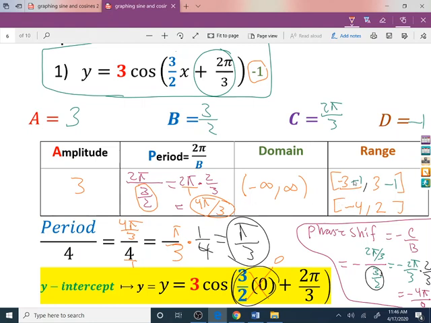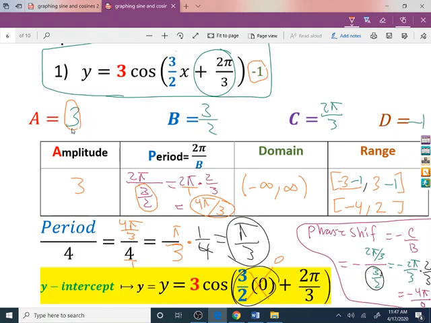Look at the range. A goes from negative 3 to 3. Start from the small one: negative 3 minus 1, and 3 minus 1. Then my range is from negative 4 to 2. And you will see in the graph that whatever you have for a, you always make it positive or negative, then add or subtract d.